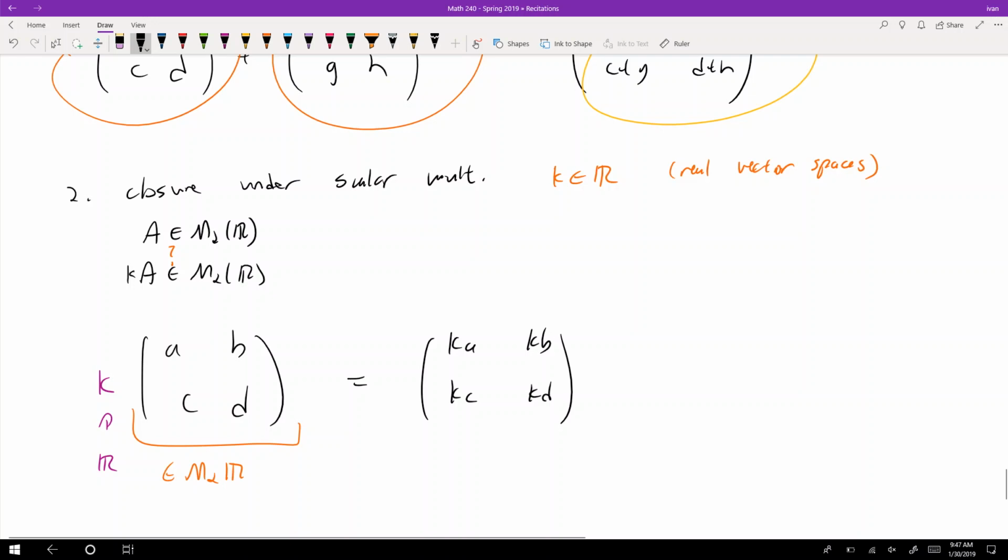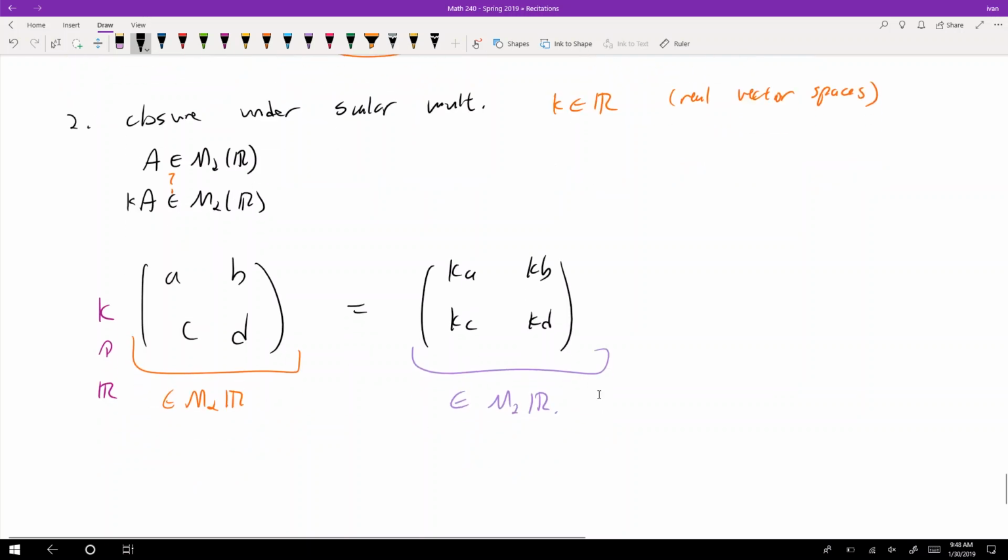Yeah, it is, because K is a real number, and A, B, C, D are real numbers, so if you multiply them together, that's a real number. So yes, this is also in M2R. That means that KA is inside M2R. So this is closed under scalar multiplication.